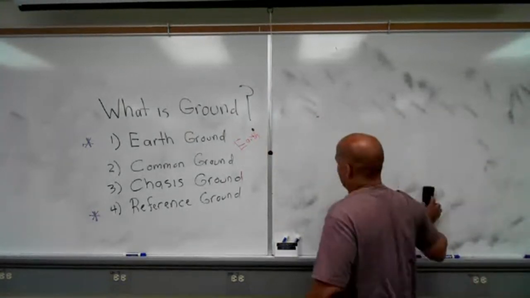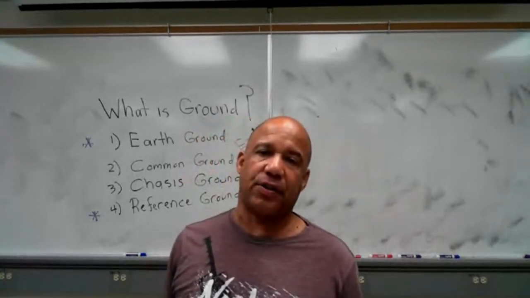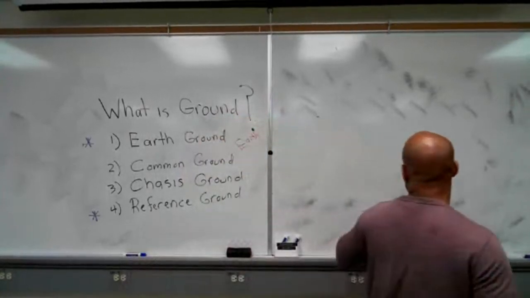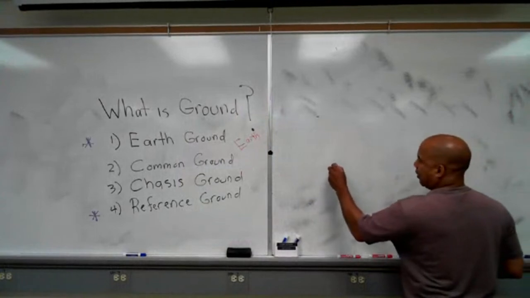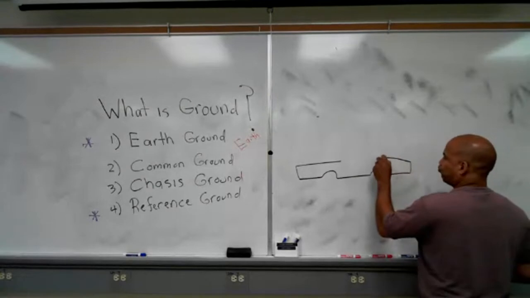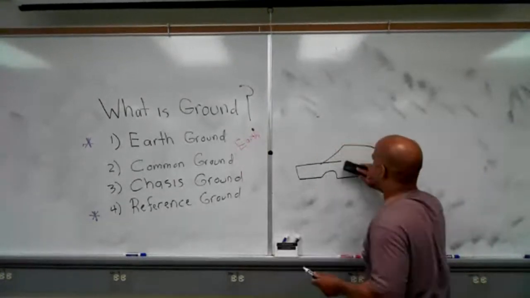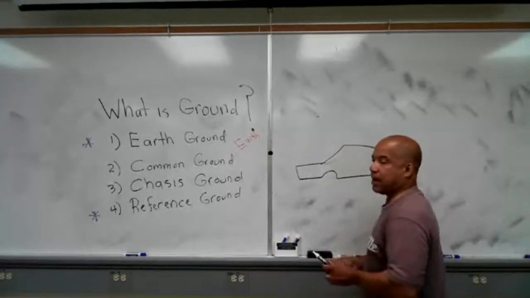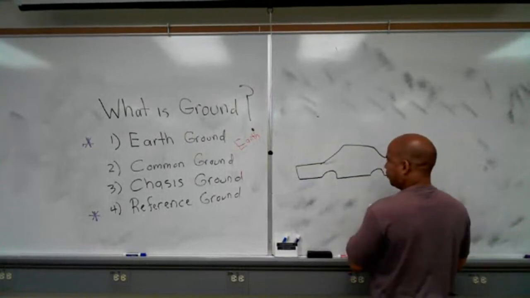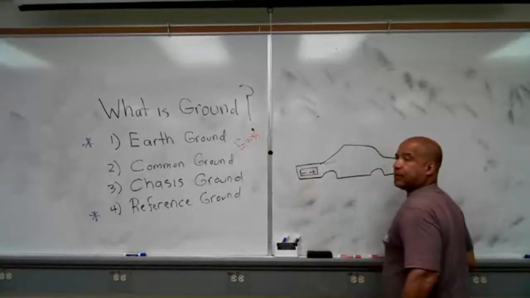So now, back in the day, they made cars out of metal. I think there's a lot of plastic and fiberglass in cars nowadays. Let's say you had an old car made out of metal. So here's my car. I'm not a good artist, so I'm just going to draw an old car like this. So there's my car. And in the car, I have a battery. So I'm going to draw my battery right here. And you know that battery has a plus and a minus.